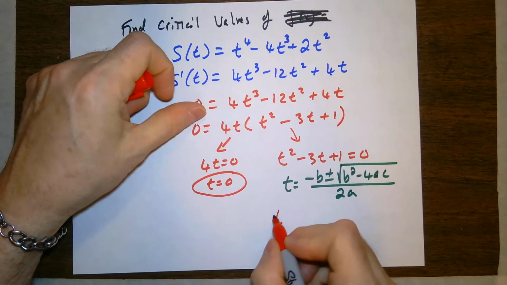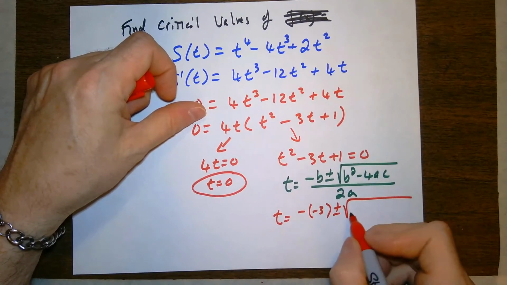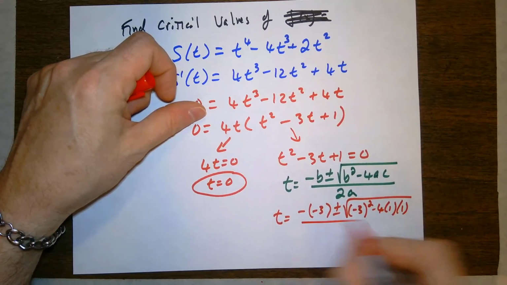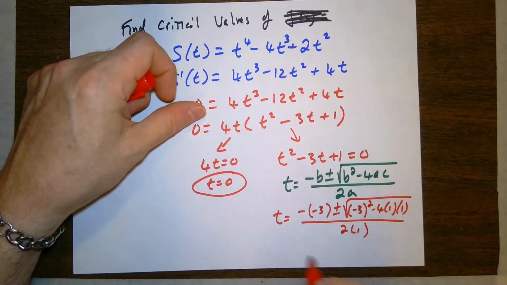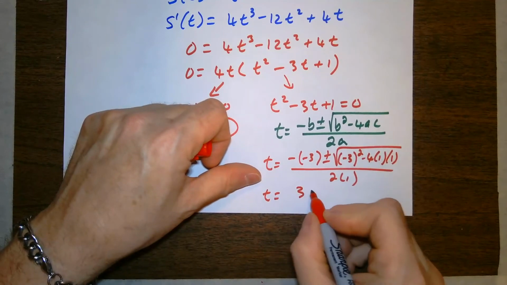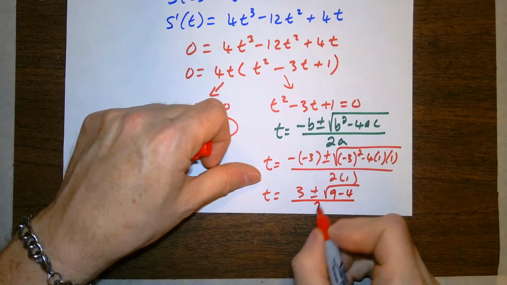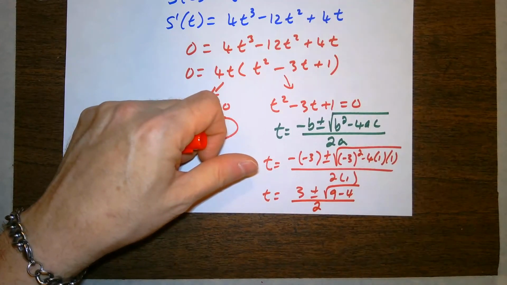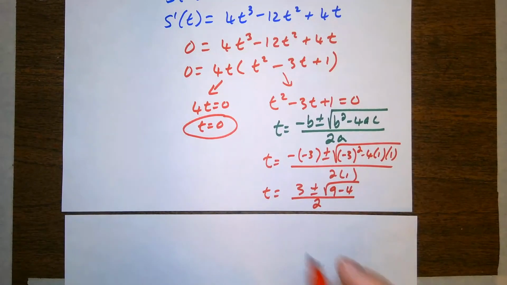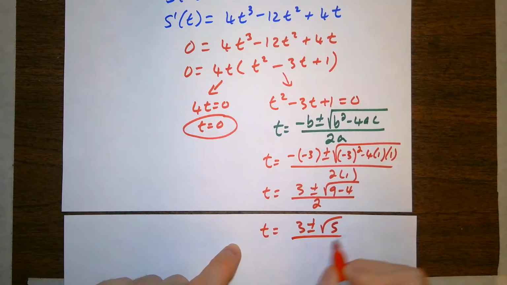Substituting in, t is going to equal negative negative 3 plus or minus the square root of negative 3 squared minus 4 times a times c all over 2 times a. t is going to equal 3 plus or minus the square root of 9 minus 4 over 2. Running out of room here a little bit. Let me add a piece of paper here. For my final simplifying, t is going to equal 3 plus or minus root 5 over 2.